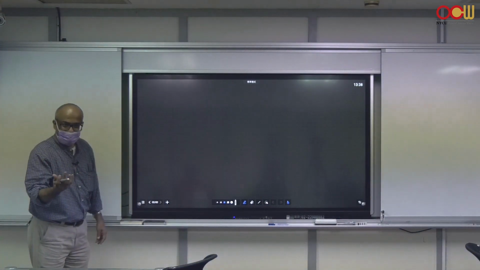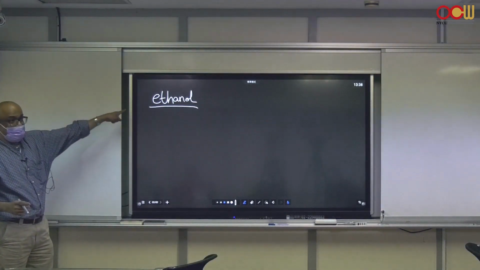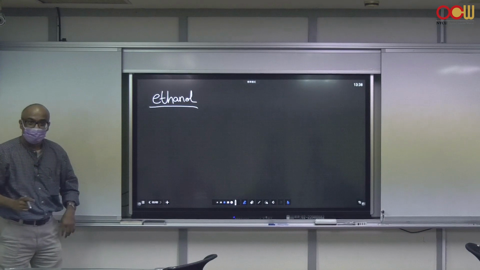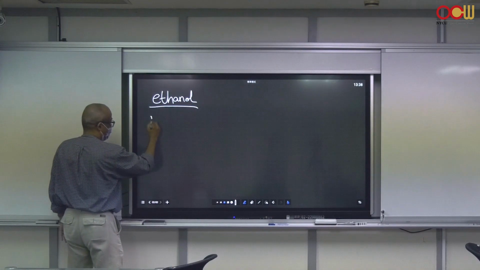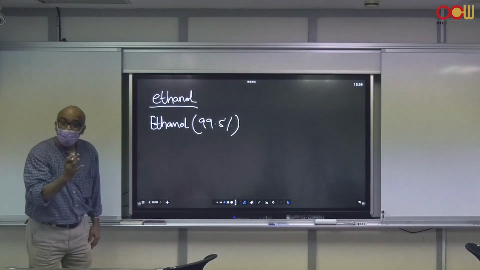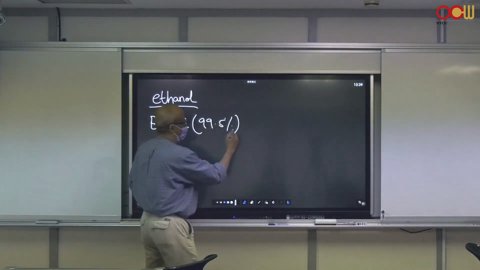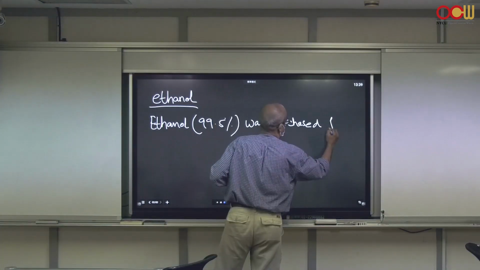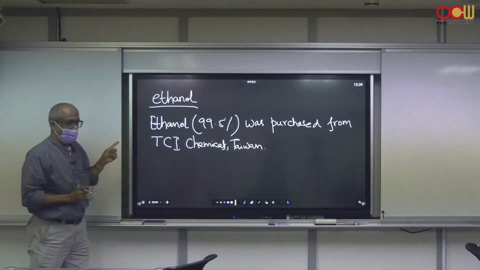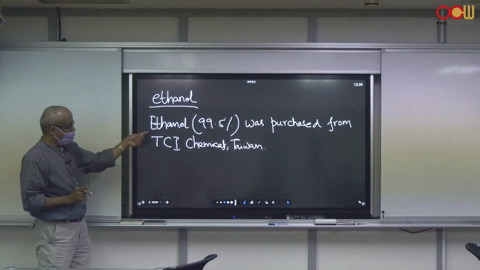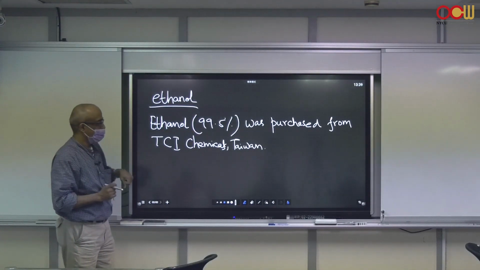Let's say a very common chemical, ethanol. You have used ethanol to clean something. How to write this? So you say, we purchase ethanol from such and such company. Not only that, we have to write it this way. This is the purity of the material. You have to mention this. So ethanol 99.5% was purchased from, let's say, TCI Chemicals. So this is the way we write it. You write the name of the material, the purity, and from which company you have purchased.